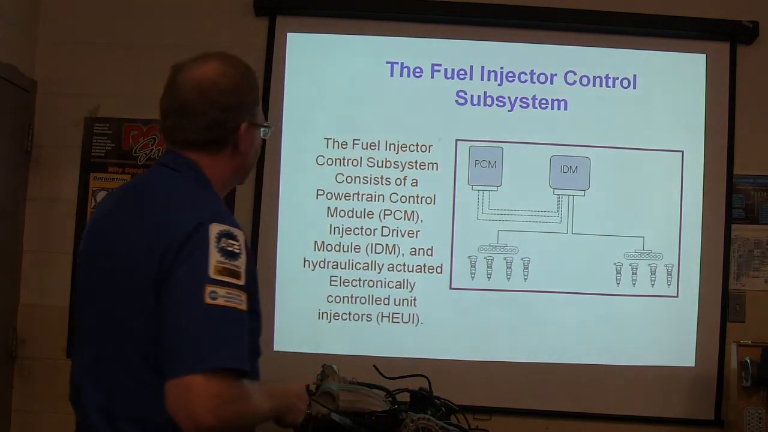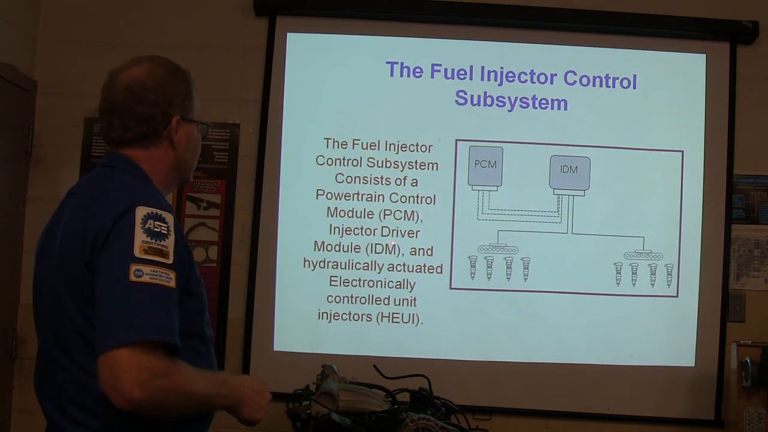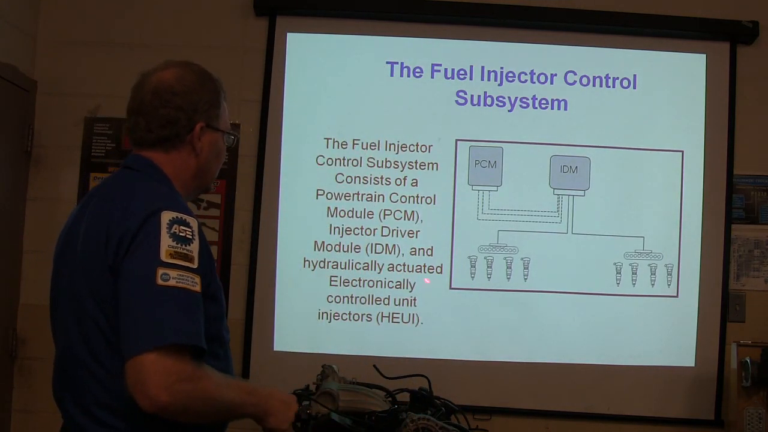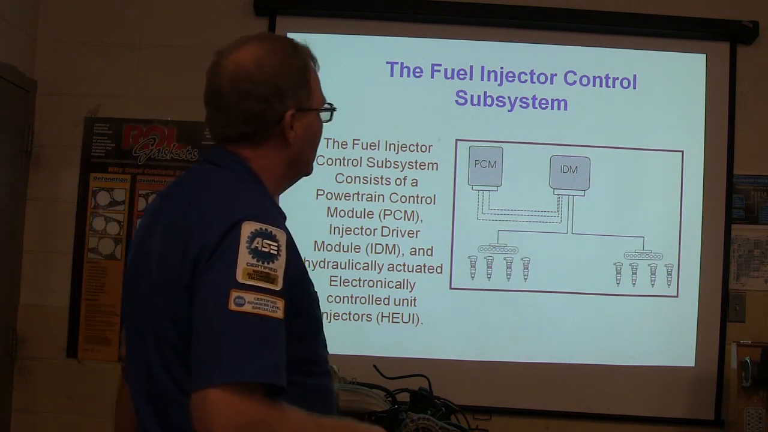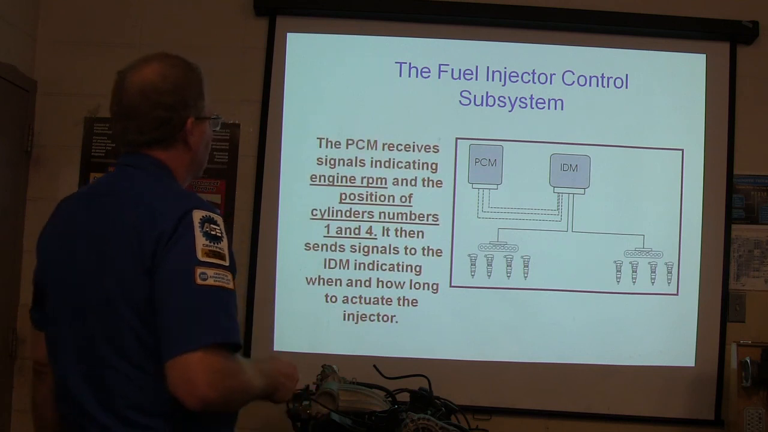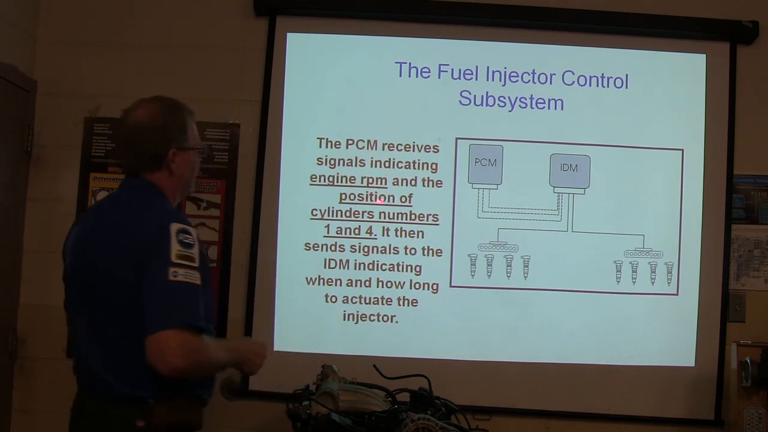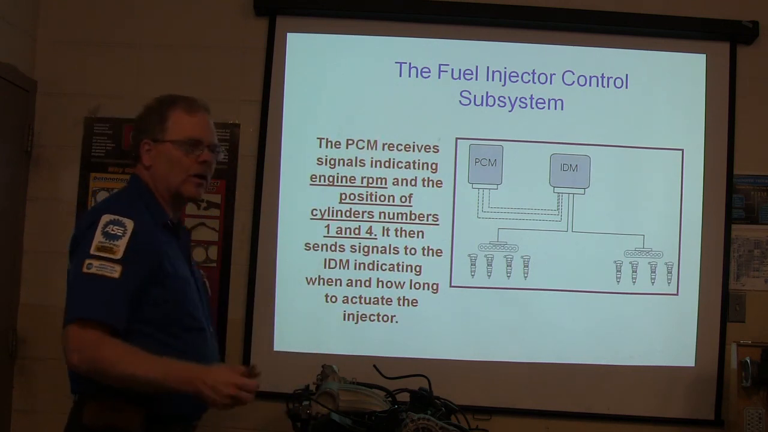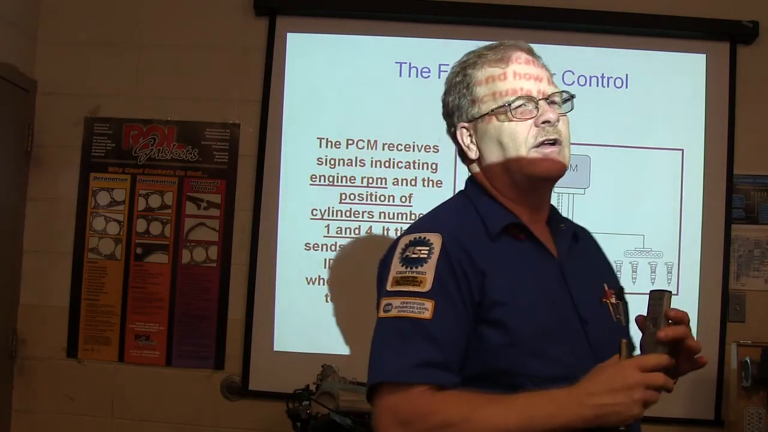All right, the fuel injector control subsystem has got a powertrain control module, injector driver module, hydraulically actuated injector. We've already talked about those. No reason to be acting on there, that it receives signals indicating engine RPM and the position of cylinders 1 and 4. That's interesting, isn't it? Cylinders 1 and 4.